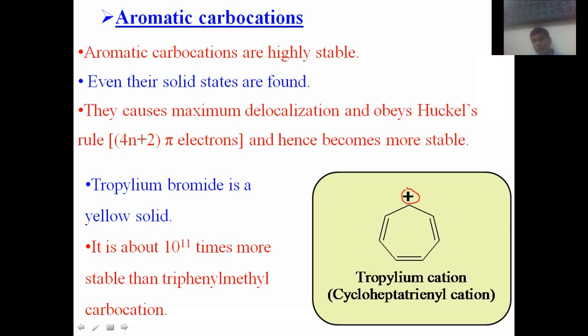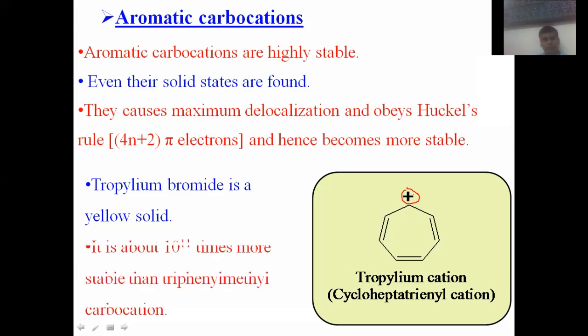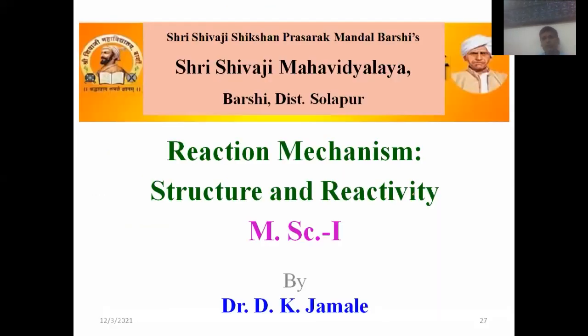That means until now, which carbocation did you call more stable? Triphenyl methyl carbocation is more stable. Why? Due to the resonance effect. And this is due to the aromaticity actually. That means aromatic carbocations are always more stable. They show the highest stability. Even they are found in the solid state also. This is due to the more stability. Okay, this is just about the stability.